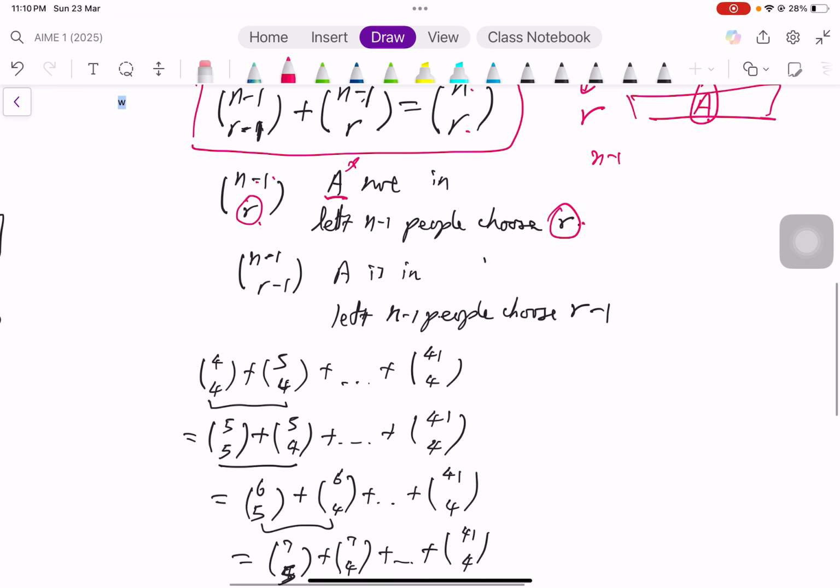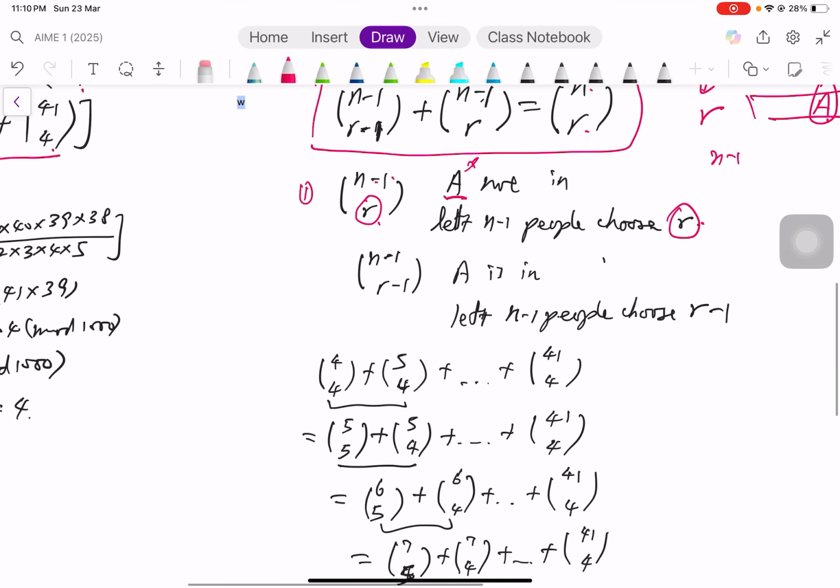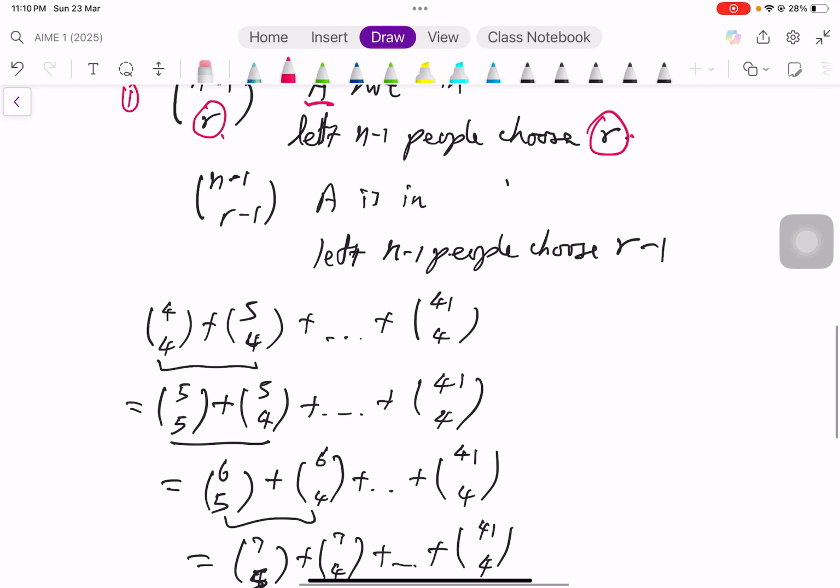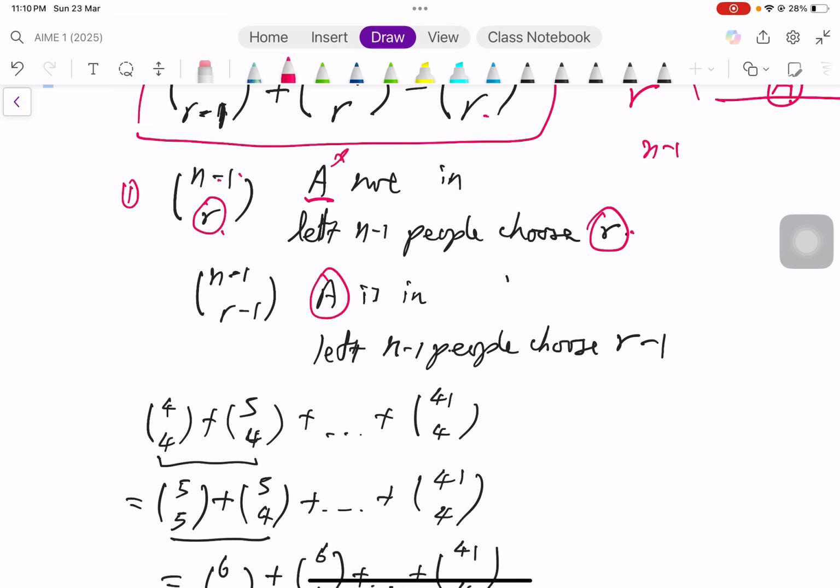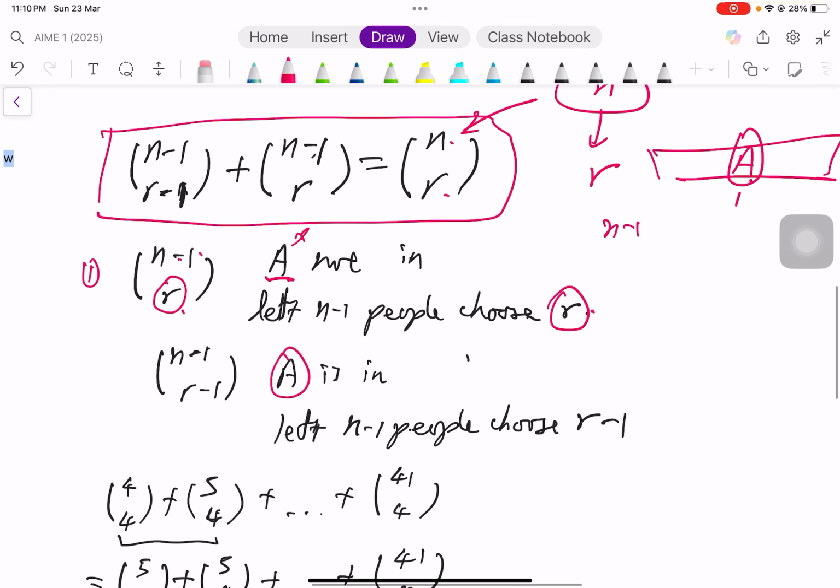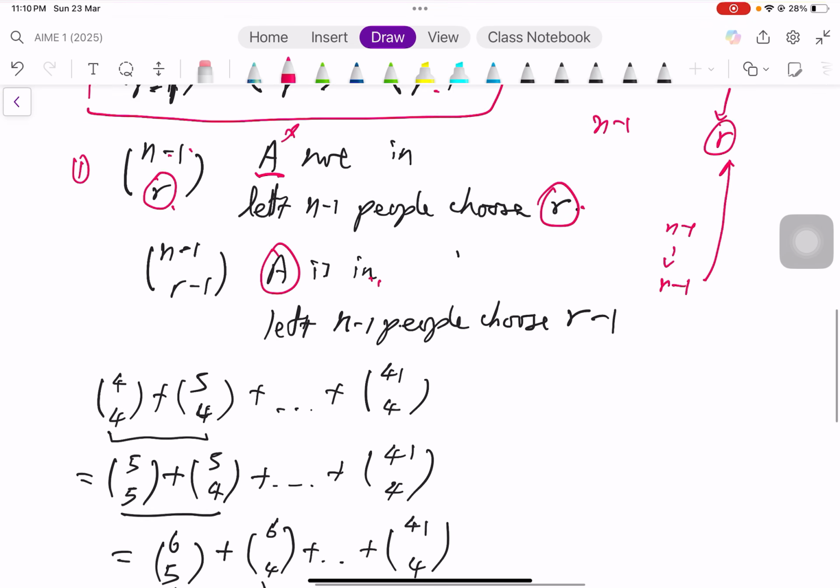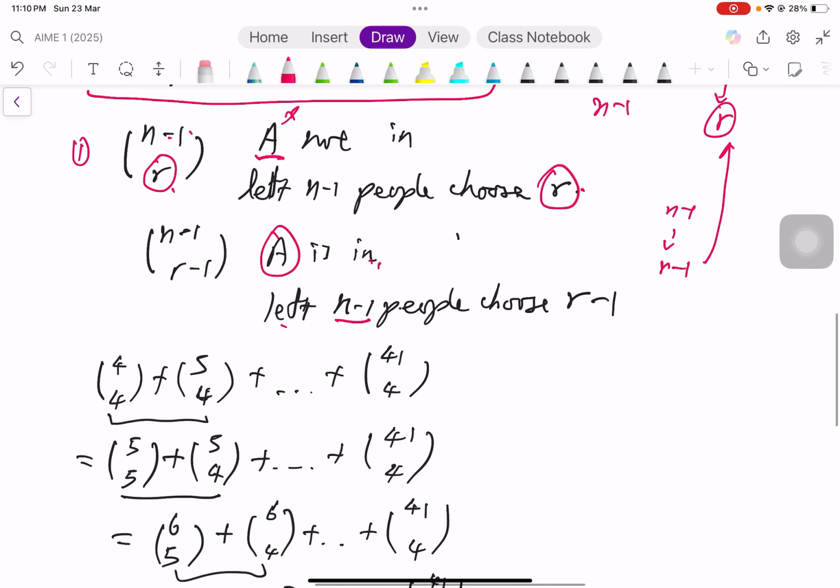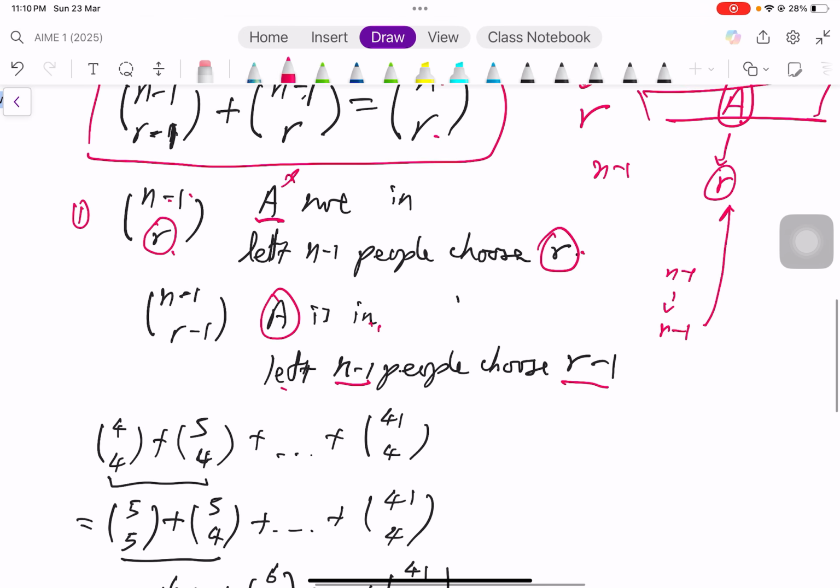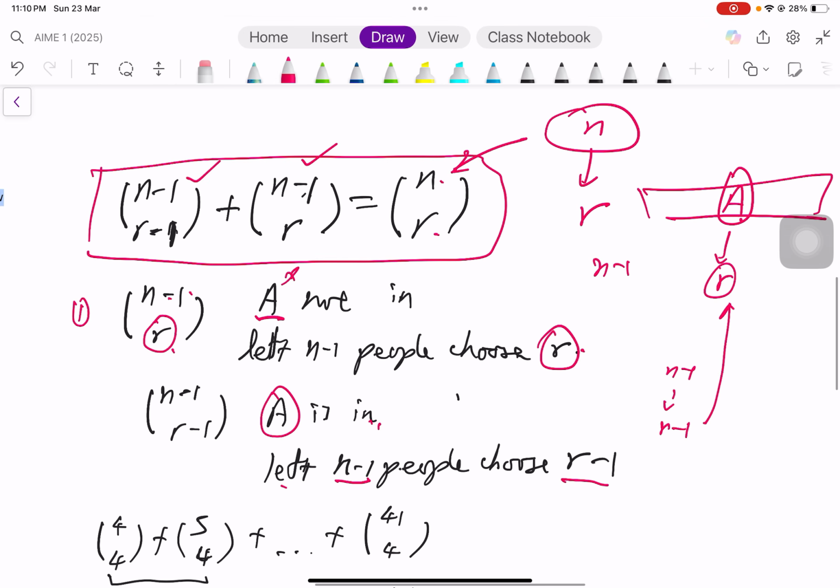This is case number 1. Case number 2 is that A is the one selected in the r people. A is inside the r selected people. Therefore, you are left with n minus 1 people, and you have to choose the remaining r minus 1 to form the r people. Then you are left with n minus 1 people and you need to choose r minus 1. Therefore, this plus this will give you nCr.